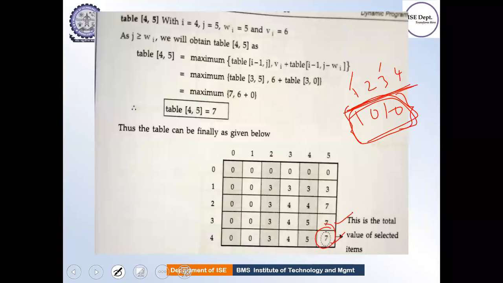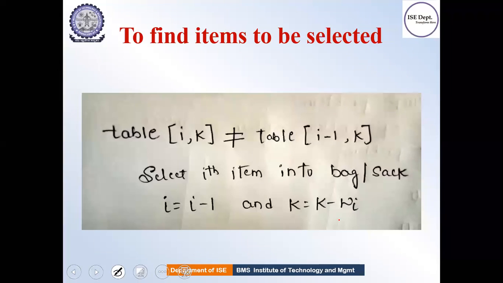for example, here in this row i is equal to 4, j is equal to 5. This j will remain the same. The only thing is I am changing i. i becomes i minus 1, now it is 3. So I am comparing table of 3 comma 5 with this value according to the formula, right? If both of these values are not equal, then you need to select the ith object into the bag. Clear?